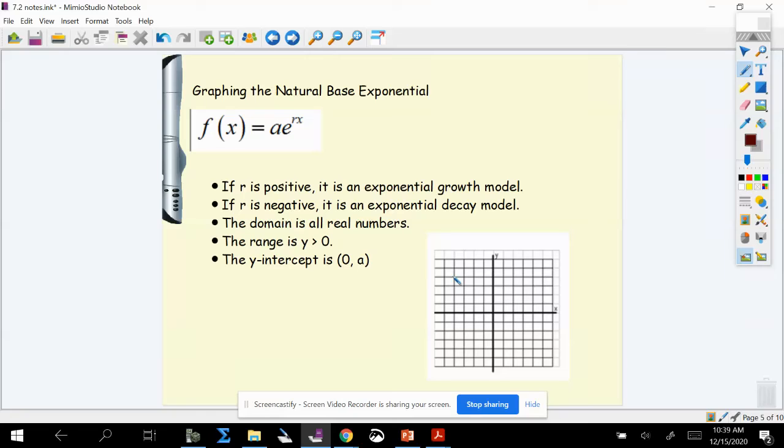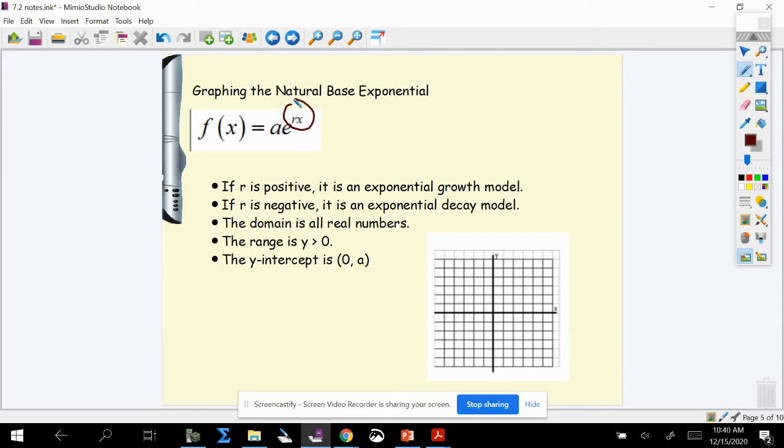The next piece of the number e is, what does it look like when I graph it? And the nice thing is it's going to look really similar to the graphs that you did yesterday with just regular exponential growth or decay. That's what's going to happen. They are growth models or decay models. The way that we tell which it is, whether it's growth or decay, is to actually look at the exponent.